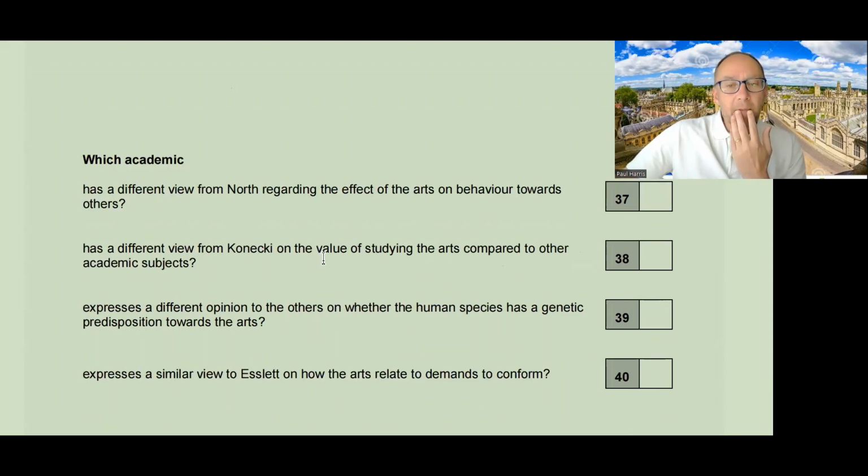Okay, there's always going to be a question, for example, in 39, expresses a different opinion to the others on whether the human species has a genetic predisposition towards the art. So you're going to have to read through all 4 parts, and they will all 4 talk about this, okay? And whether or not, I mean, sometimes it could be not, the human species has this disposition towards arts, okay? So you're going to have to read through the 4 parts and find them. And there will be one that has a completely different opinion to the others, okay?